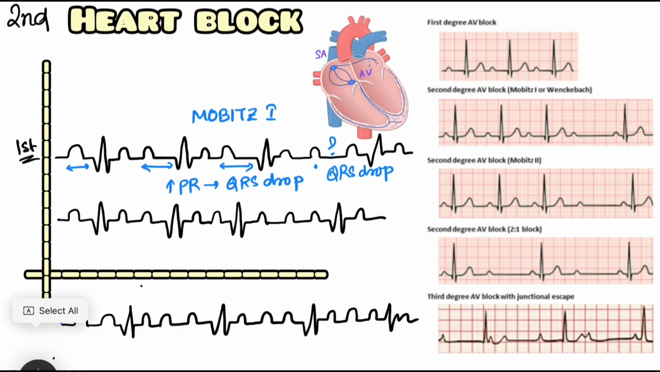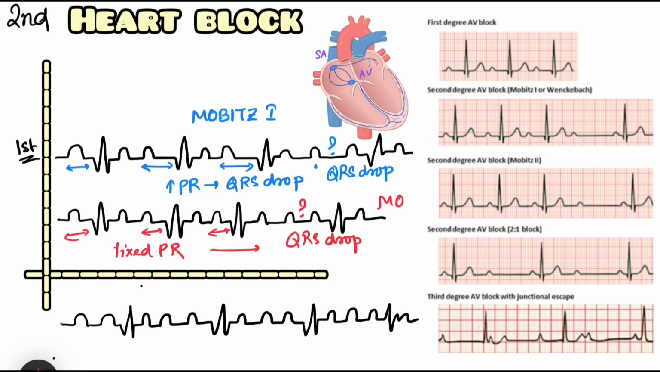Then we can have another scenario where the PR intervals are fixed, but there is a QRS drop. So fixed PR intervals leading to a QRS drop, this scenario is known as Mobitz type 2.